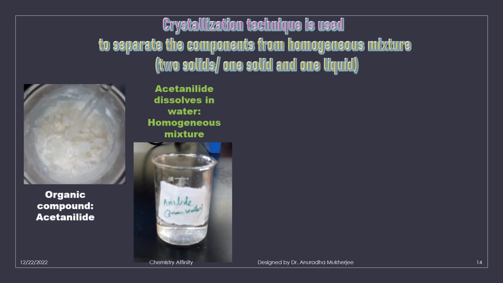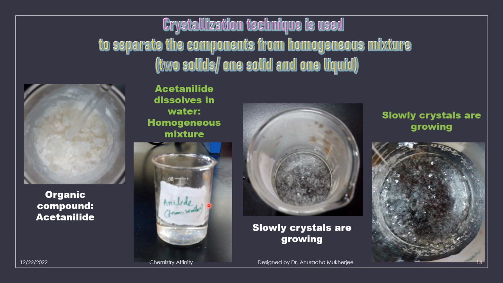Now crystallization is one of the techniques we use to separate the components from a homogeneous mixture. Usually we use this technique when a solid is dissolved in a liquid. So here we have taken one organic compound, acetanilide, dissolved in water. Now you can't make out where the acetanilide is, because it's a homogeneous solution. So you want to separate the acetanilide from the mixture.